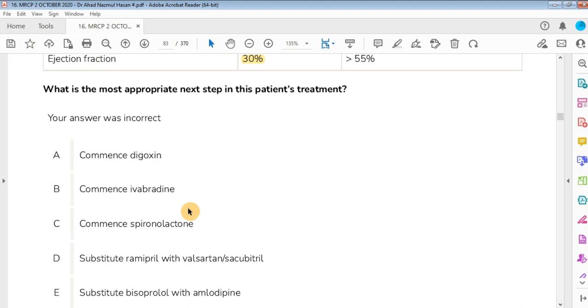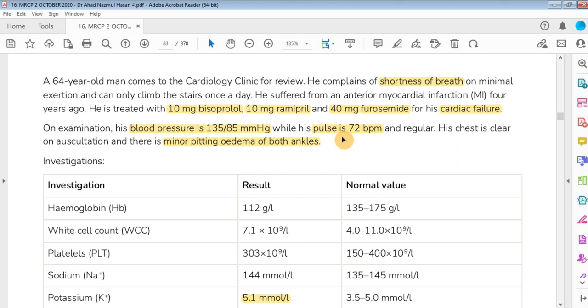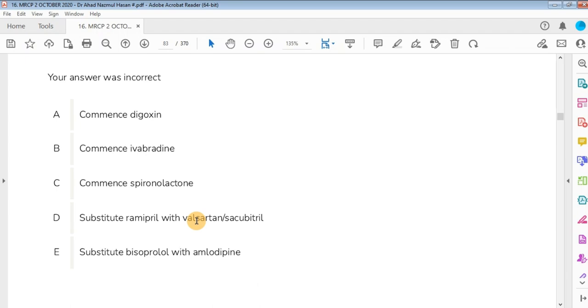And there are two strict criteria for ivabradine. Ejection fraction should be less than 35. This is satisfying the criteria. But the heart rate here is less than 75. So we can't go with the ivabradine either. So we have only one option left. That is the substitute of ramipril, valsartan and sacubitril.